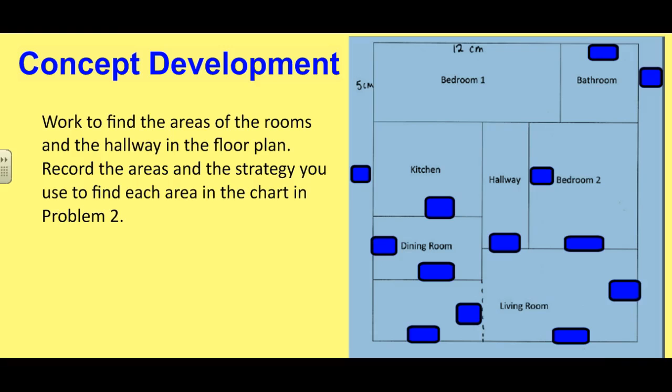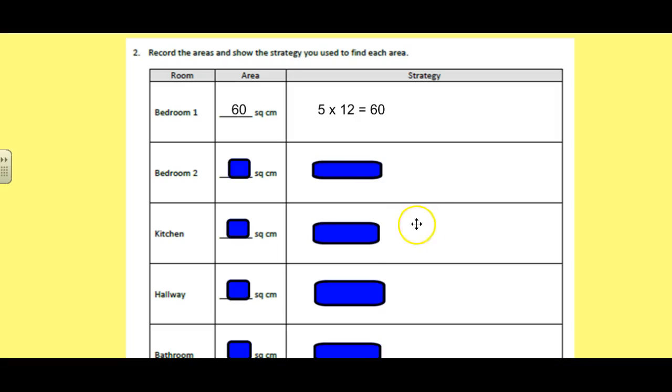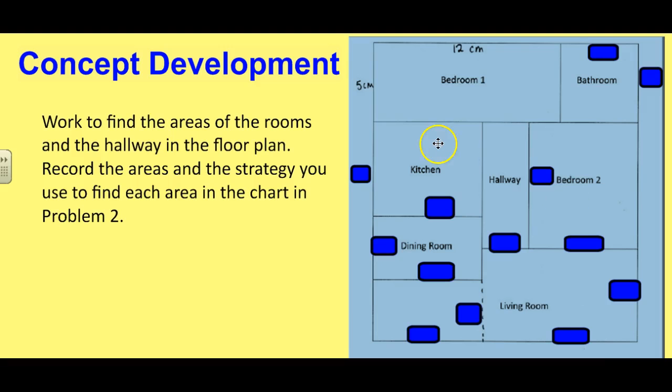So I'm going to let you spend some time measuring the rooms and finding the area of each room. On this one, we wrote the equation inside the paper of bedroom 1. I'm not going to make you do that for the rest of them since you have to fill in this paper. So this is where I'm going to be looking for your equation. You don't have to put it on the actual paper that you're working on.